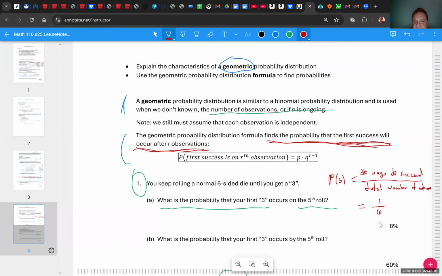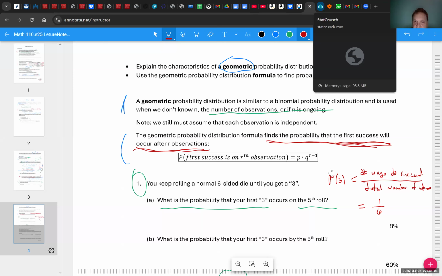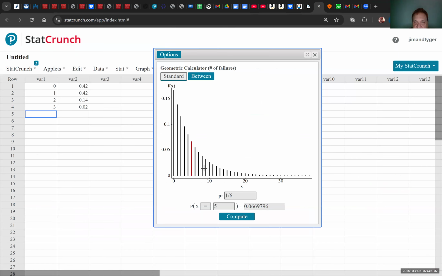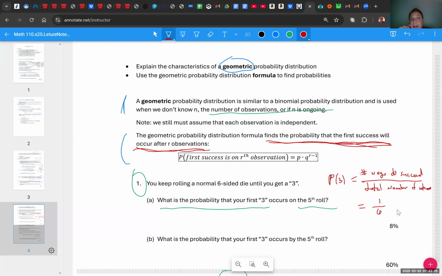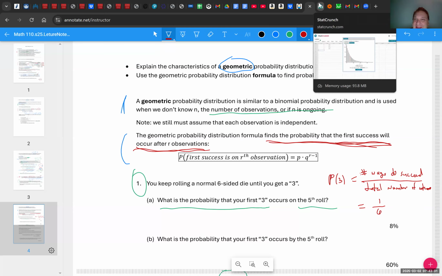So 8% here. So on the 5th roll, so maybe I made a mistake. Let me pause and make sure that this is correct, so I can make sure that you are watching something that is not full of errors. One second, please. Okay, so I did find out that I messed up, and I don't know if you saw me pause before, but let's go back to StatCrunch.